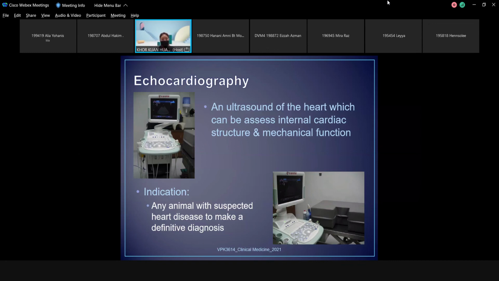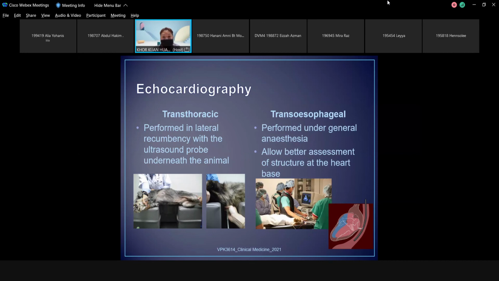So the indication of echocardiography would be any animal that is suspected of having heart disease, and echocardiography will provide a definitive diagnosis. Okay? But it's antemortem. Antemortem definitive diagnosis. So this one we will teach. But echocardiography has two types. One is transthoracic, one is transesophageal.